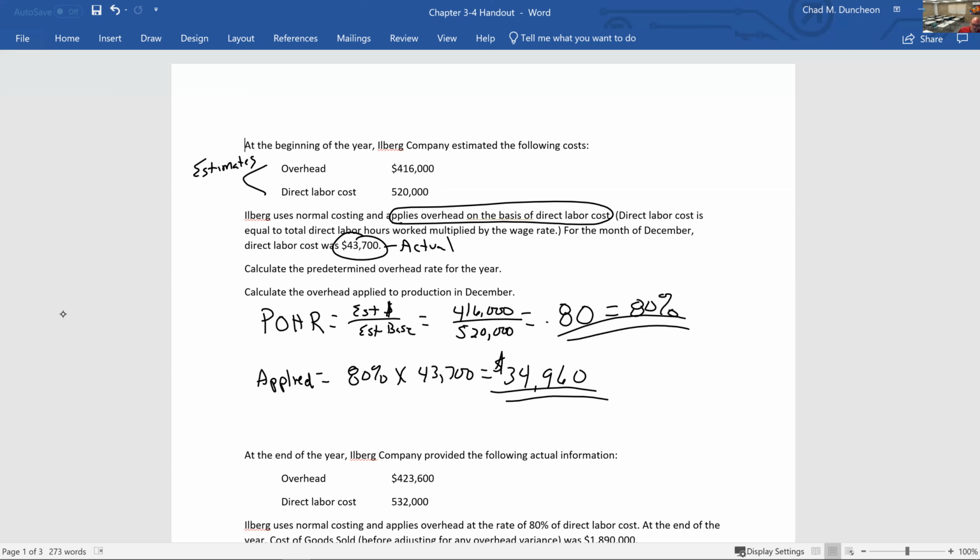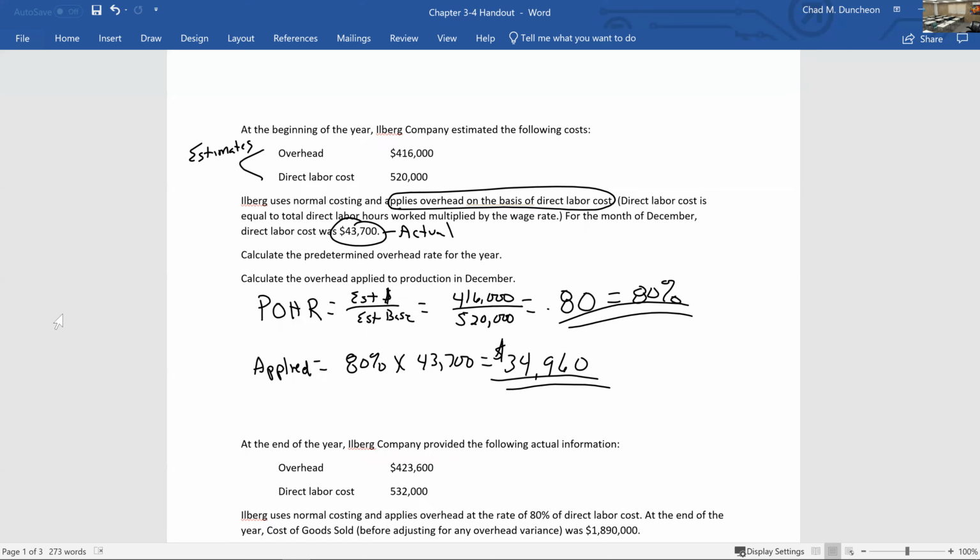We cannot tell if it's over applied or under applied here, because we were not given what the actual overhead costs were, just the actual labor cost.